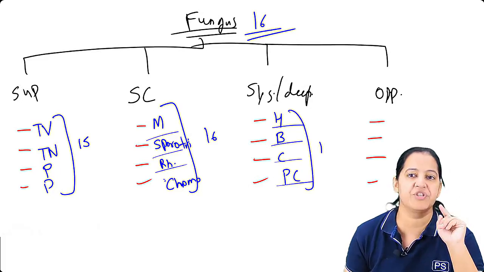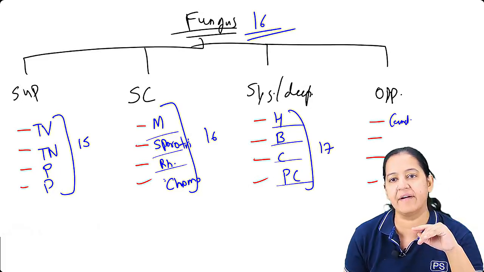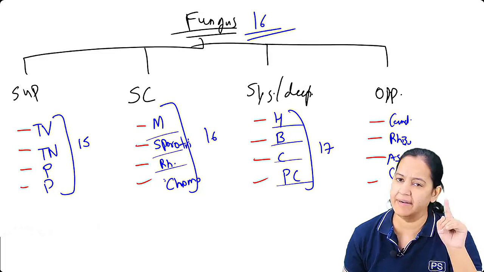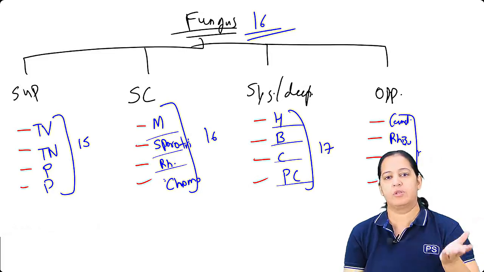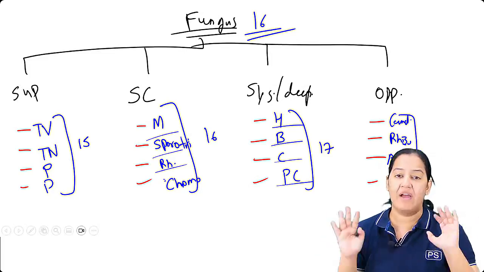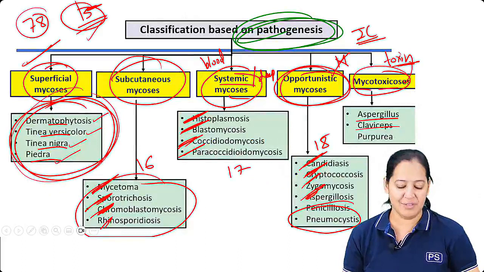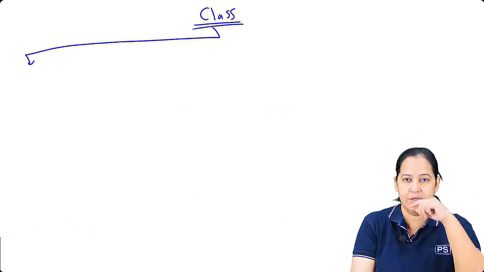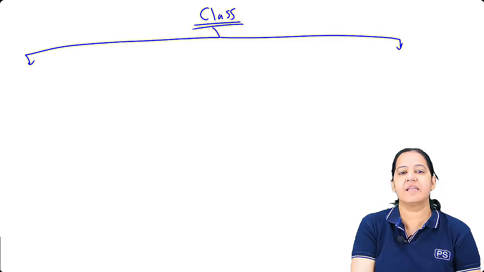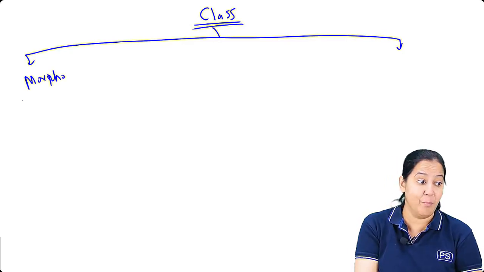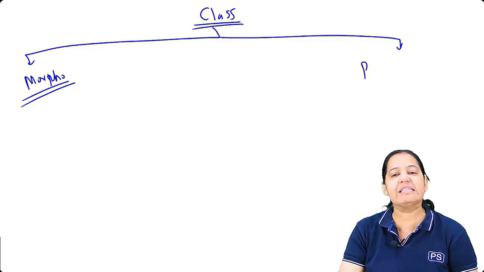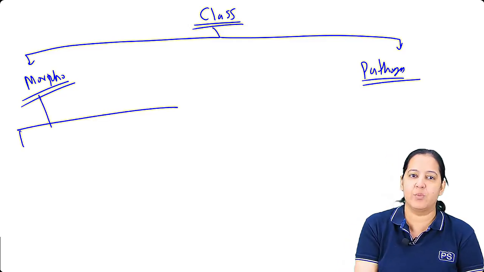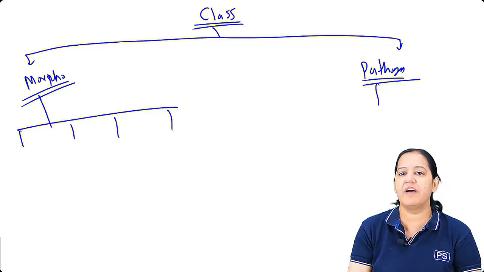So four on page number 17. And in opportunistic, I will start with Candida, then move on to Rhizopus, then Aspergillus, and last is Cryptococcus. I will teach you these four also, on page number 18. So 4, 4, 4, 4, I want you to learn this classification. So we are done with the two types of classification of the fungus. I'm summarizing, please concentrate. The first classification is based on morphology, the shapes. The second classification is based on the diseases, that is pathogenesis. So here we have four categories, 1, 2, 3, 4. Here also we have four categories.